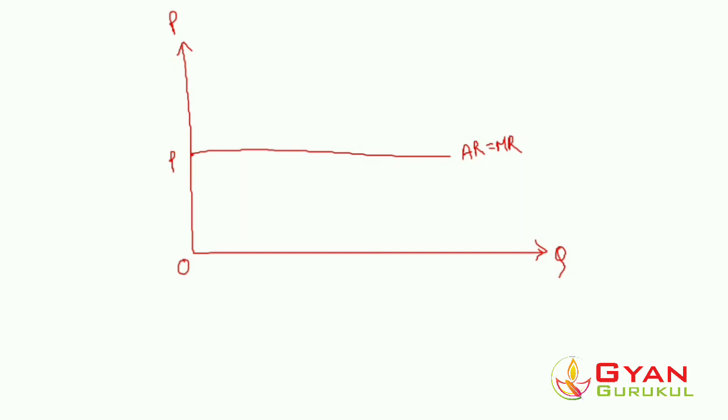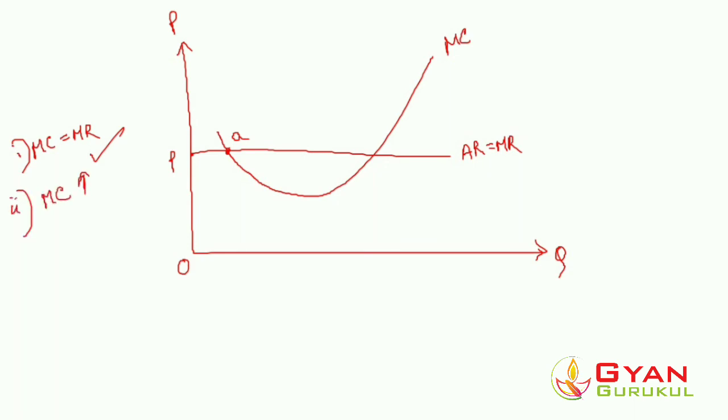Clear? Now let's draw a marginal cost curve. Let's say this is the marginal cost curve. Now see, take this point over here and denote it as point A. At point A, what was the first condition? That marginal cost must be equal to marginal revenue. Yes, this condition is fulfilled. But if we look at the second condition, that MC should be increasing or rising, that condition is not fulfilled here. Why? Because the slope of the curve was diminishing, right? It was decreasing. Clear? So the second condition is not fulfilled.